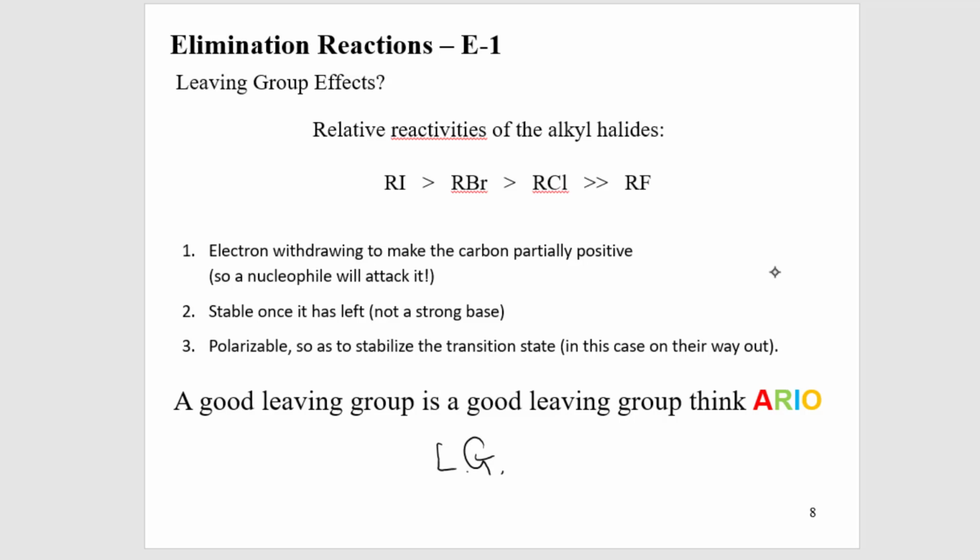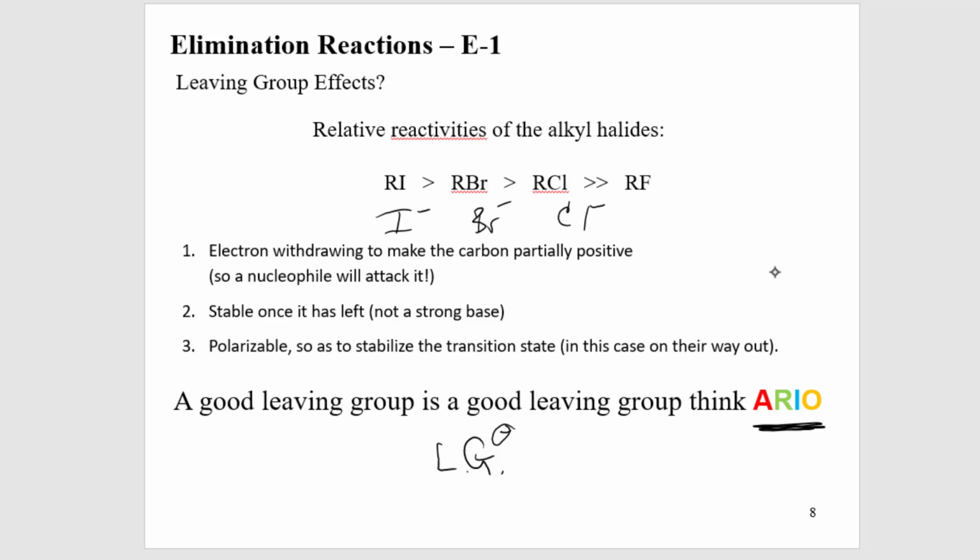When you have a leaving group that leaves and it has a negative charge on it, we know how to decide how stable it is. We use ARIO. ARIO helps us to decide how good a negative charge stability is. In this case, we're using ARIO to look at how stable the negative charge is when the leaving group leaves. And if it's stable, that means it's more willing to go. And that's why iodine, bromine, and chlorine are great leaving groups, because they're very electronegative. And when they leave as I minus, Br minus, Cl minus.